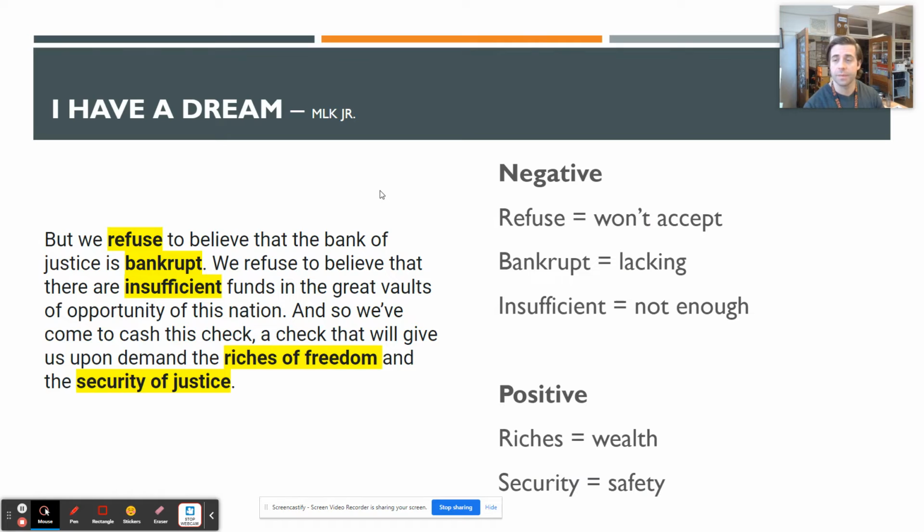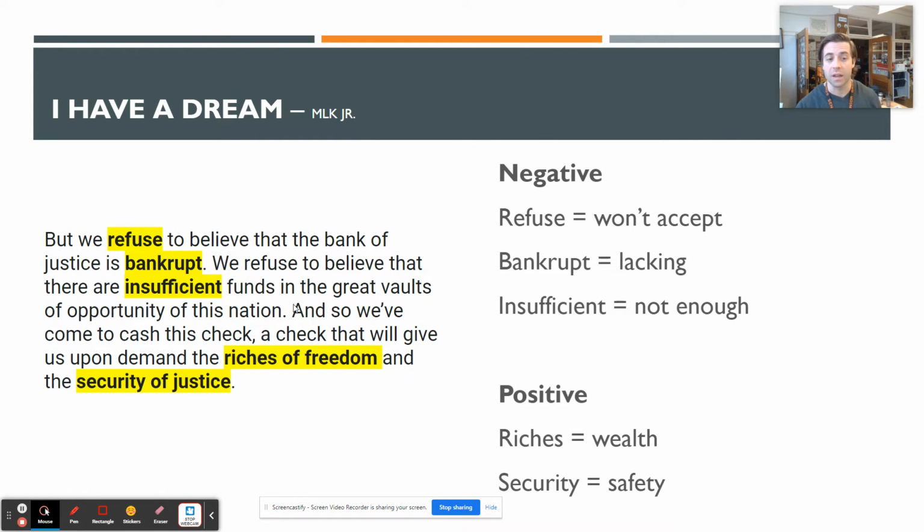So let's take a look at a passage from Martin Luther King's I Have a Dream speech. I've identified a couple of specific keywords, and I've split them up into negatively connotated words and positively connotated words, right? So he starts off this paragraph with a lot of negative connotations: refuse, bankrupt, insufficient. Those all have negative attitudes in them. And then he switches to riches of freedom and security of justice. Those are positive things. And what this is doing is really emphasizing that the Black community in America in the 1960s had a lot of these negative connotations in regards to its feeling towards American policy.